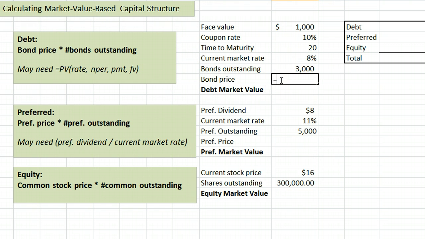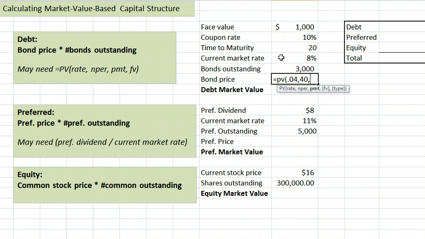The bond price equals PV, open parentheses, rate refers to the current market rate, often stated in a problem as the bond is currently priced to yield something. It's given as 8% here. We're going to assume semi-annual payments, so we're going to put in the rate as 4% or 0.04. Next, the number of periods. This has 20 years to maturity, which means 40 payments.